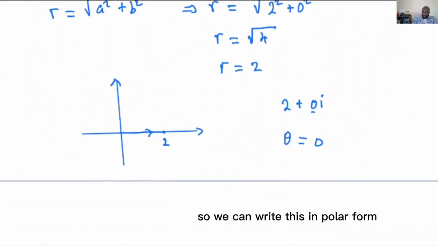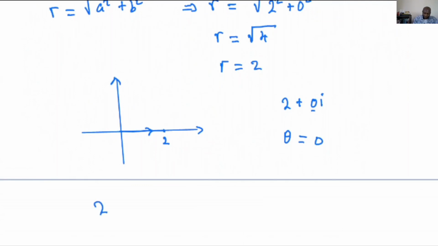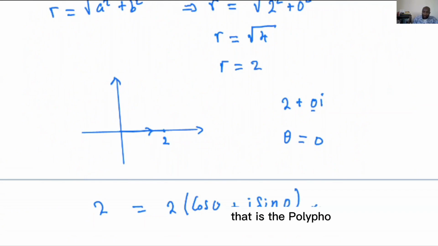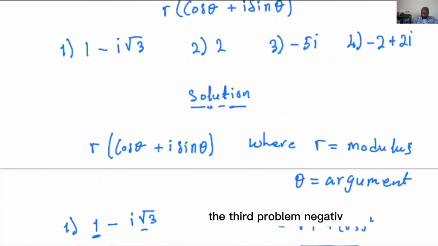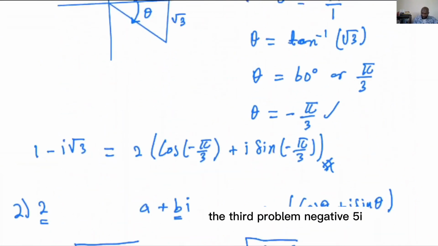So we can write this in polar form. So 2 is just equal to 2 into cos of 0 plus i sine of 0. So that is the polar form. Now let's look at the third one. The third problem, negative 5i.